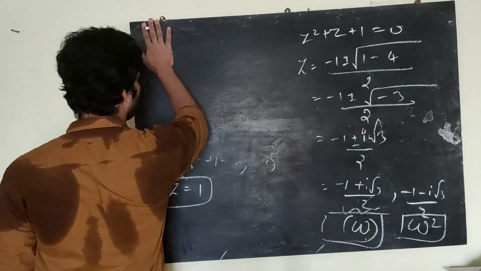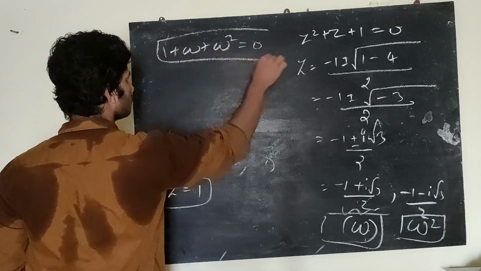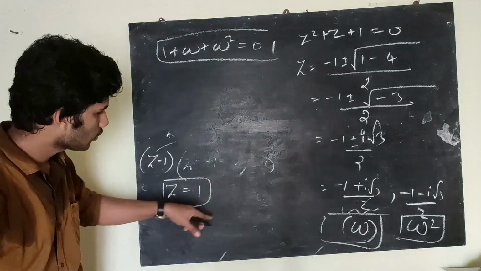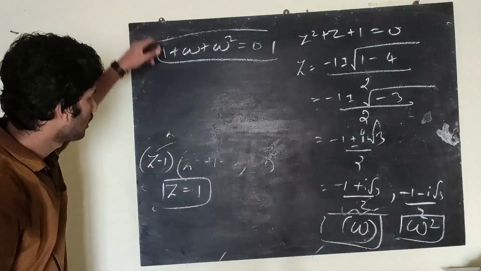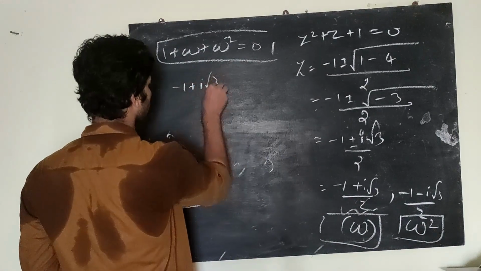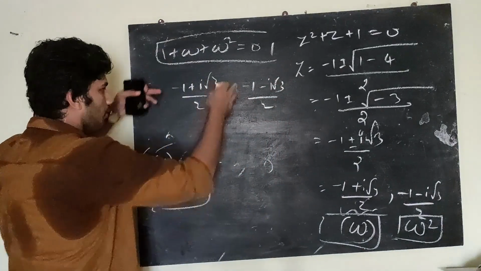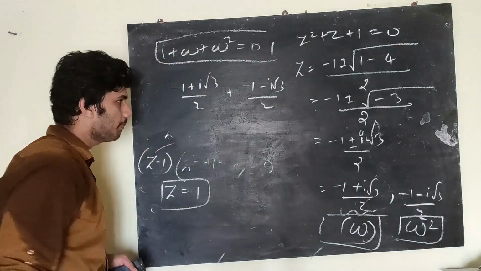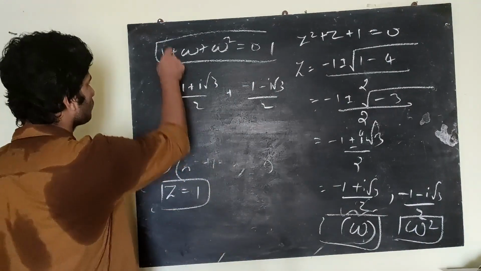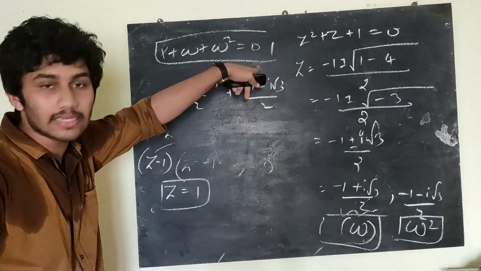The first very important property is 1 plus omega square is equal to 0. Why? I have 1 here. When I add these two, minus 1 plus I root 3 by 2 plus minus 1 minus I root 3 by 2, the I root 3 terms cancel out. Minus 1 plus minus 1 is minus 2. Minus 2 by 2 is minus 1. Minus 1 plus 1 becomes 0. So this is a very important property: 1 plus omega square is equal to 0.